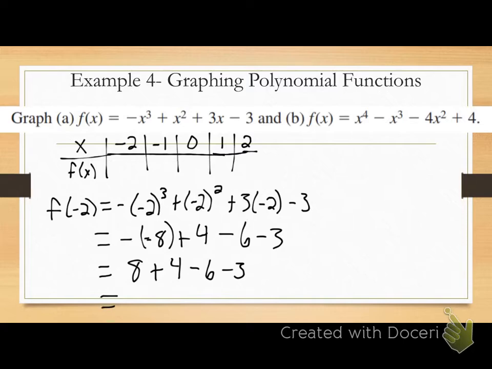What's 8 plus 4? 12 minus 6. 6 minus 3. So when I plug negative 2 into my function, my y value, my f of x value that spits back out is 3. So my first ordered pair that I'm plotting is negative 2, comma 3. Everyone good with that? Once again, you can type this in your calculator. Just make sure you type it in exactly like this with all the correct parentheses and signs. If you type it in just like that, it should pop out 3 by skipping all these steps. Everyone got it?